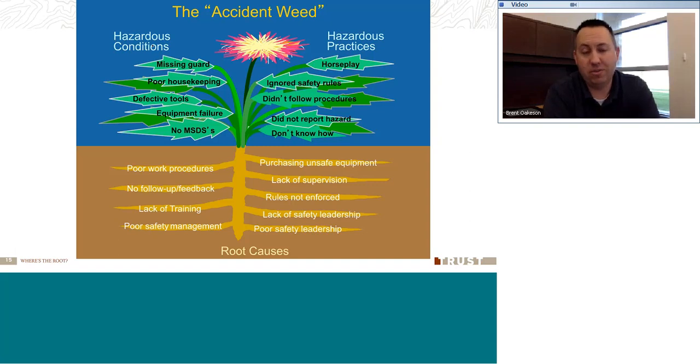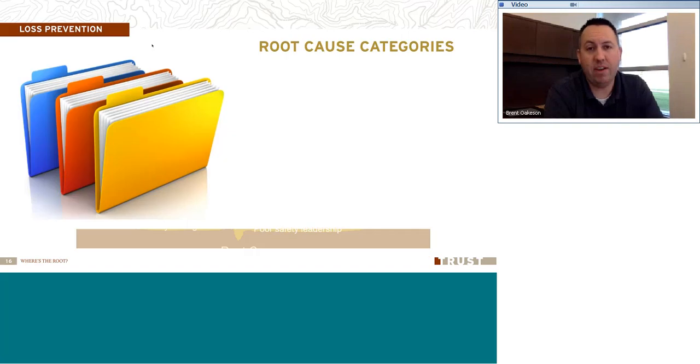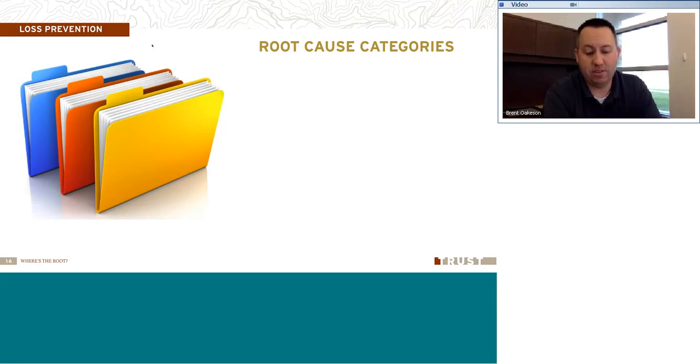You look down at the roots on this picture here, and you see there's a lot of other things involved. There's poor work procedures, lack of supervision, rules not enforced, lack of training, lack of leadership. Those are root cause categories that we want to look at and identify those problems that could be in the workplace. It's not necessarily just the end result and the things that you see. So the best thing to do is identify the categories that root causes could fall into. And here's a listing of some of those.